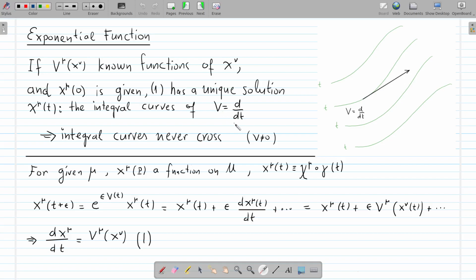The uniqueness of the solution implies that integral curves never cross, because at each point there is one and only one integral curve. If we start at the point P, we have a unique one going away, therefore we cannot have two curves emanating from one point P.